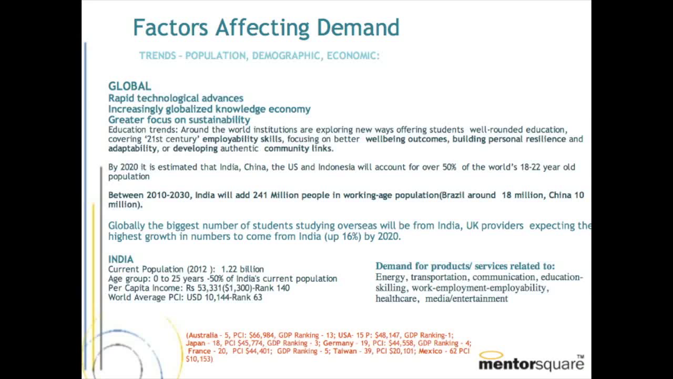Also, given India's and China's share of the global population, by 2020 it is estimated that India, China, US and Indonesia will account for over 50% of the world's 18 to 22-year-old population. Between now and 2030, India will add 241 million in the working age population, compared to only 18 million from Brazil and 10 million from China. And globally, the largest number of students studying overseas will be from India.